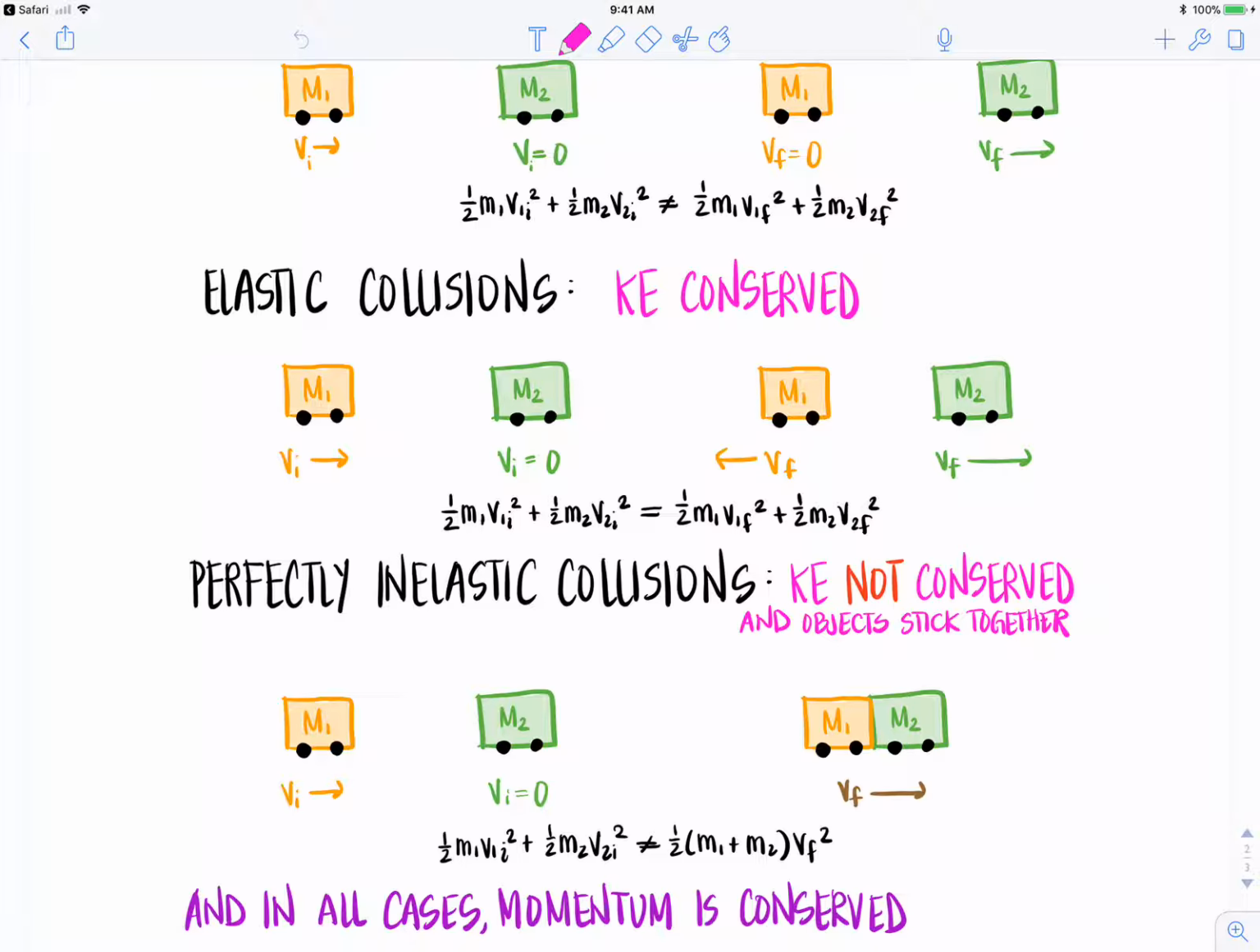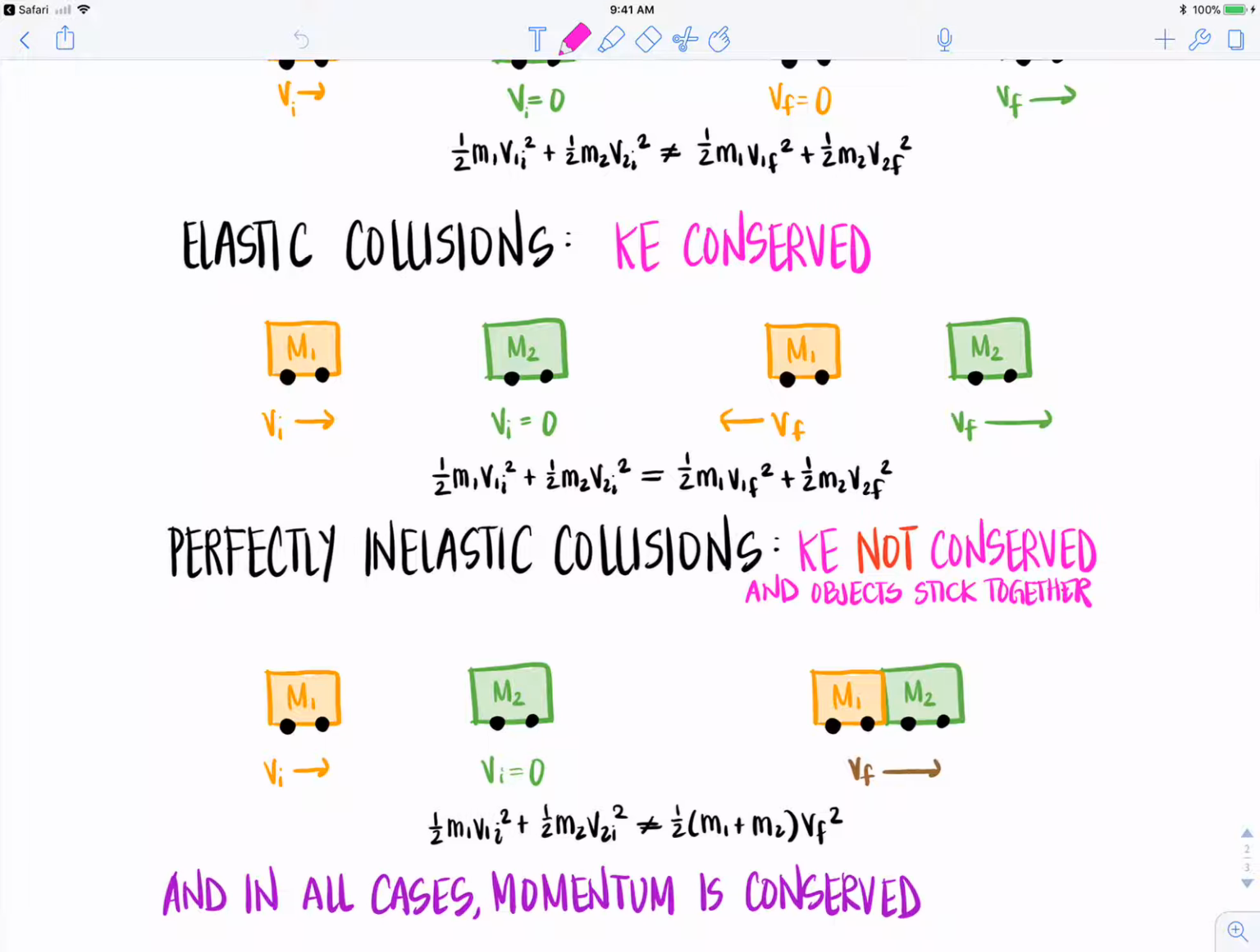Perfectly inelastic collisions, that name is a bit misleading because you would think that all of the kinetic energy is lost, and that's not what happens. In perfectly inelastic collisions, the two objects stick together and their final velocity is the same. What you see written here in the black for the equation is that kinetic energy initial is not equal to kinetic energy final.